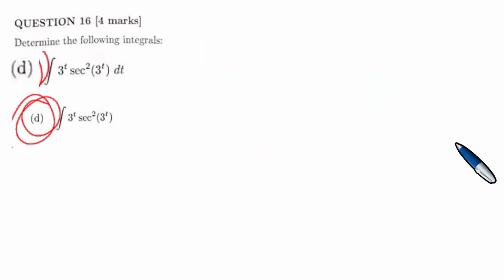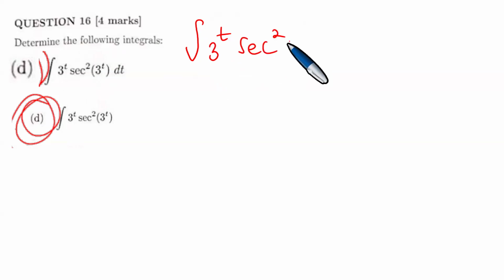Right, so in the next case, we're going to focus on these particular integrals. So we have the integral of 3 to the power t, the secant squared of 3 to the power t dt. What exactly are we able to achieve in this case? We want to find the answer to this particular integral.